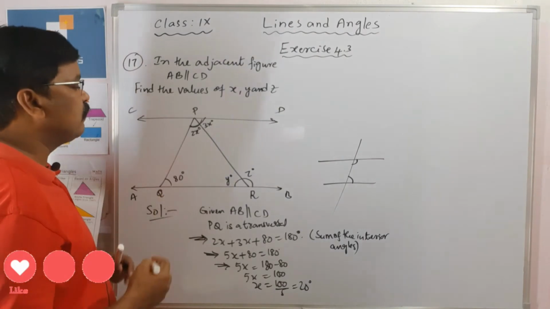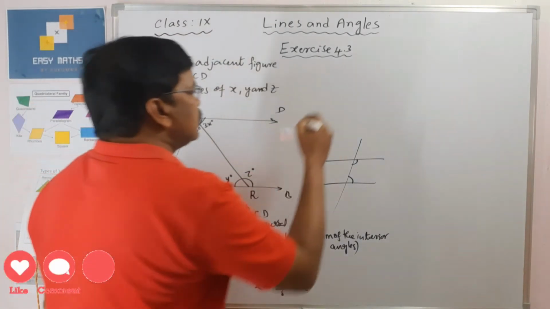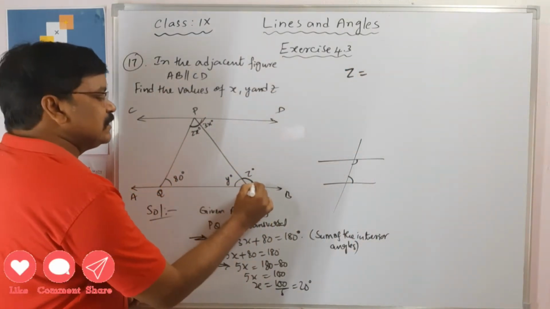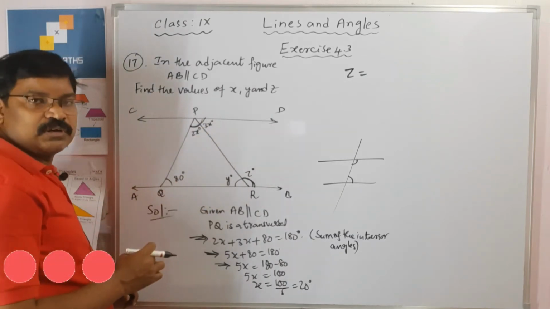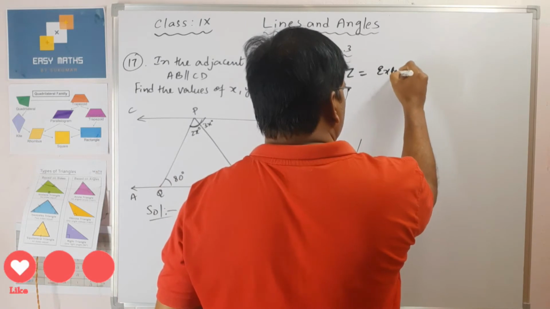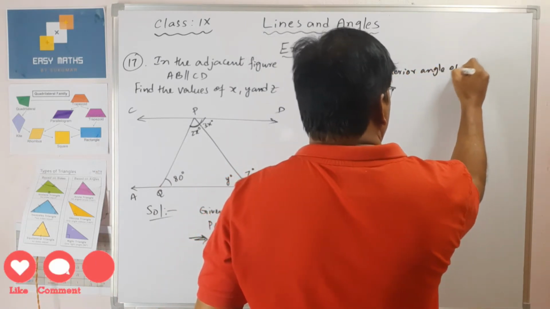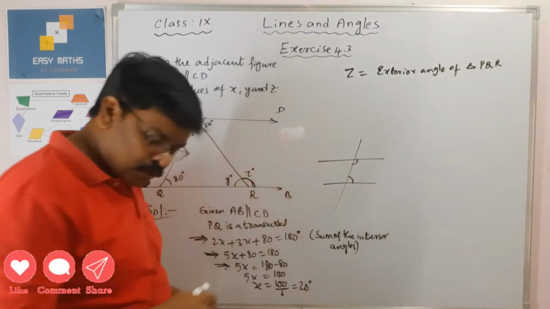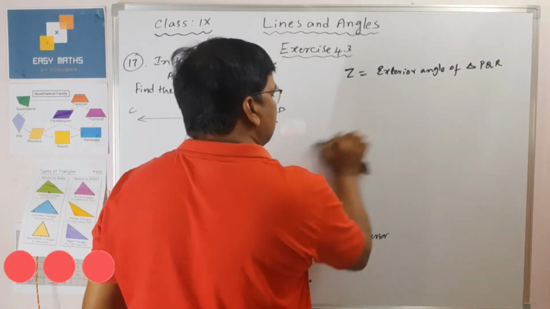Now we'll find the value of what? Z now. See my dear students, this Z is what? This Z is the exterior angle of triangle PQR. Z is the exterior angle of triangle PQR. So this exterior angle is equal to the sum of the opposite two interior angles.